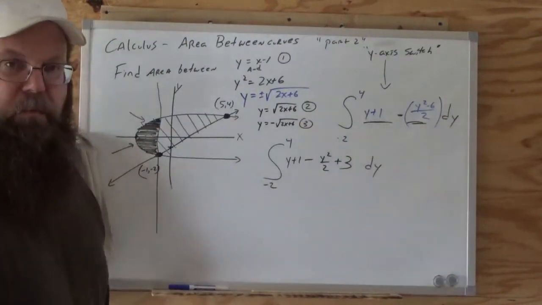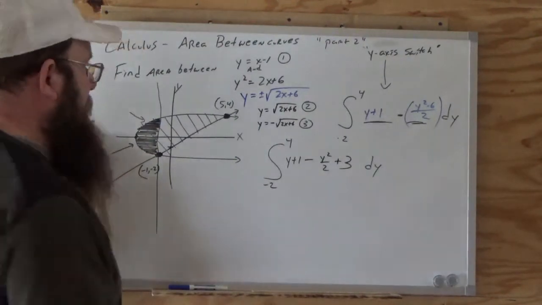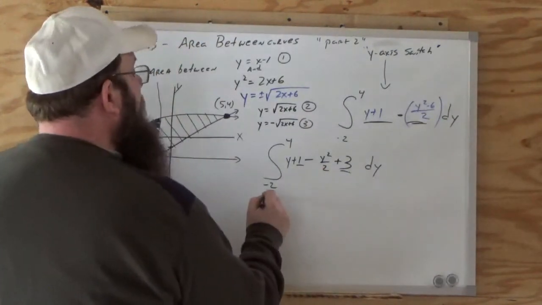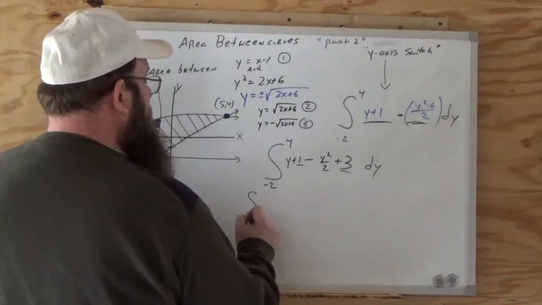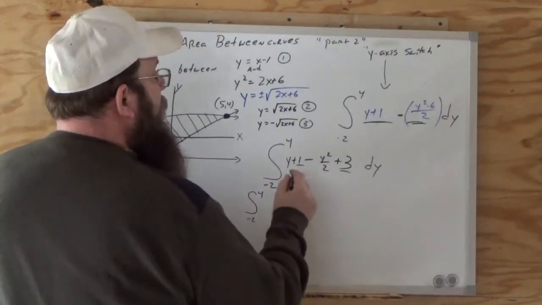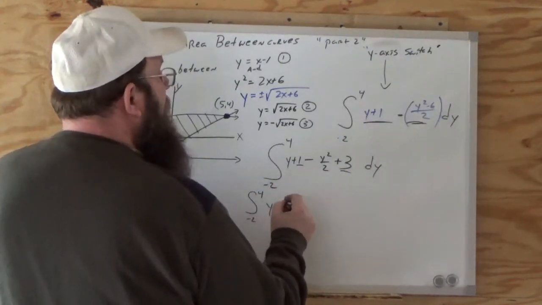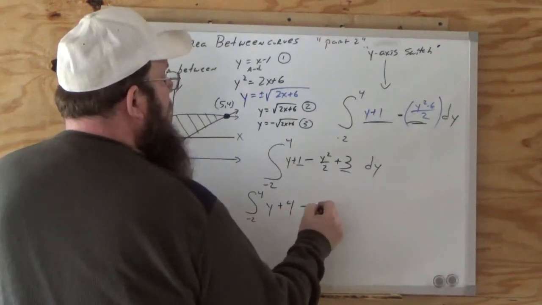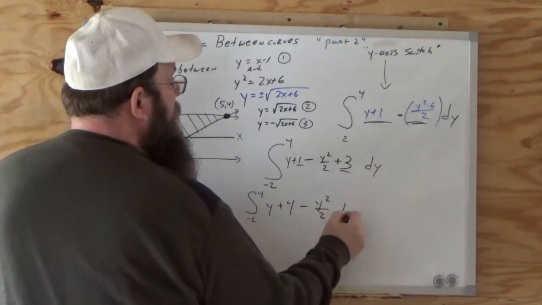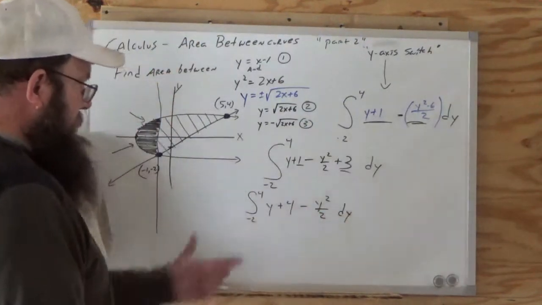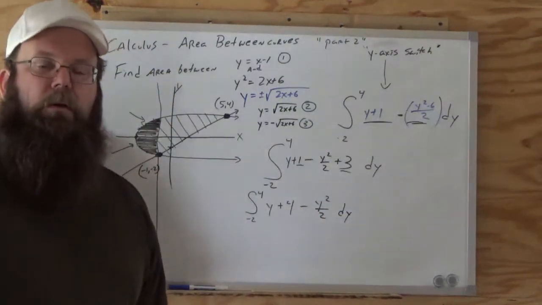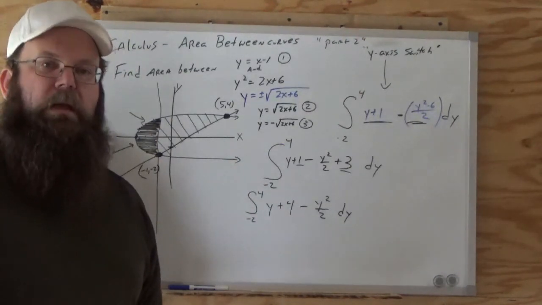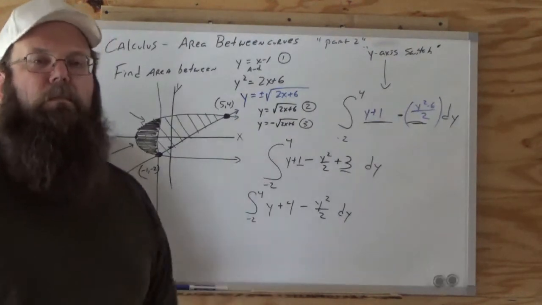You see anything we can simplify? Well, guess what? That and that. So let me continue here. The integral from -2 to 4 of y plus 1 plus 3 is 4. Y plus 4 minus y squared over 2 dy. Look at that. Simple little integral. You could have done that the second week of February probably and plugged it in and got it right. That's what this whole problem boils down to.